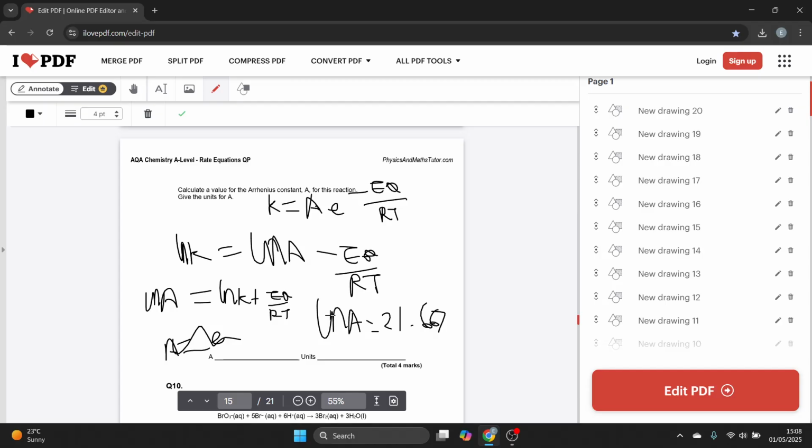So shift e to the power of my answer. I get a ridiculously large number, 2.57 times 10 to the power 9. And the units, what would be the units? Well, it's just going to be s to the power minus 1.